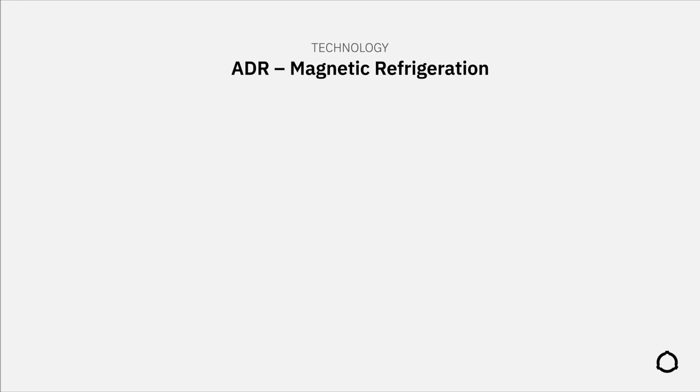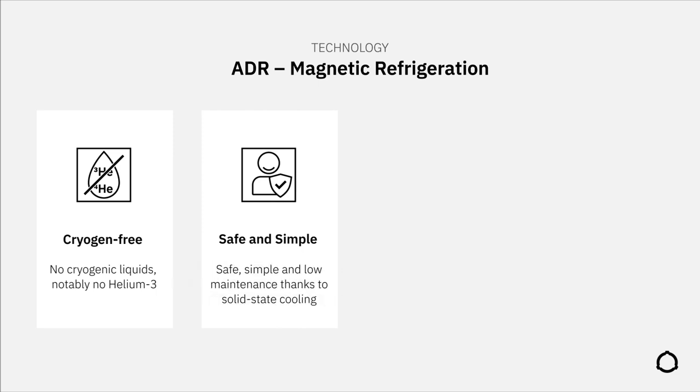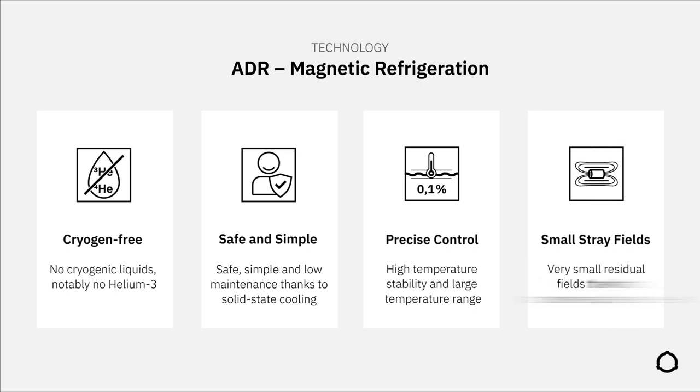The ADR cooling principle comes with a couple of advantages. With ADR cryostats, the cooling process, even into the millikelvin range, can be realized completely without the use of cryogens. This makes their operation very simple and safe, and decreases maintenance costs and downtimes. Due to their direct magnetic temperature control, our cryostats allow to stabilize low setpoint temperatures very accurately. But they also offer continuous temperature sweeps from the sub-Kelvin regime up to room temperature. Finally, thanks to our custom-made compensated magnets and an optimized system geometry, residual fields at the sample position are very small in our cryostats and can be additionally shielded using mu metal if necessary.